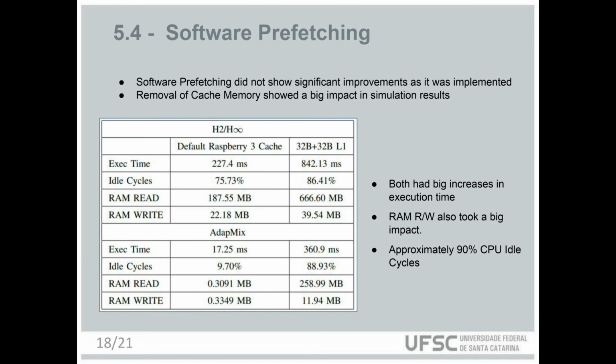We tested the two poorest performing control programs, the H2 H-infinity Mix and the Adaptive Mixing. Both showed a big increase in execution time, reads and writes from the RAM memory, and of course CPU idle cycles when we removed the cache.